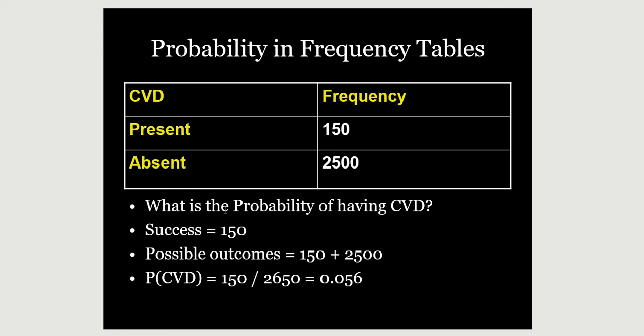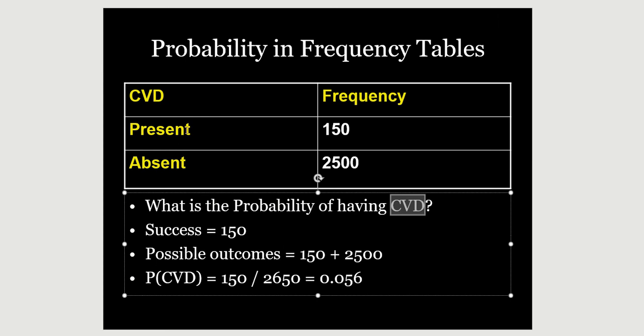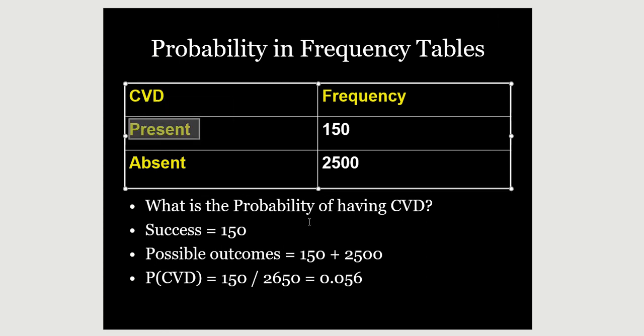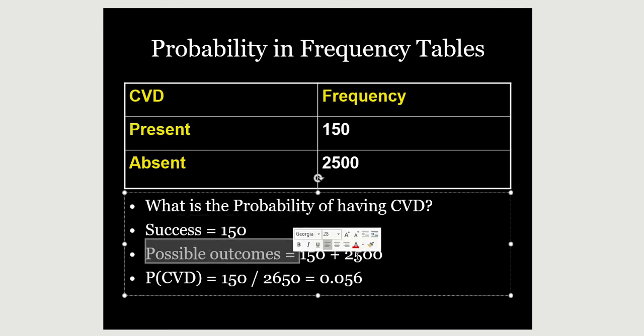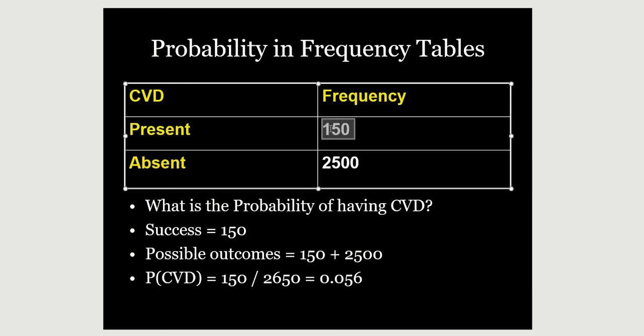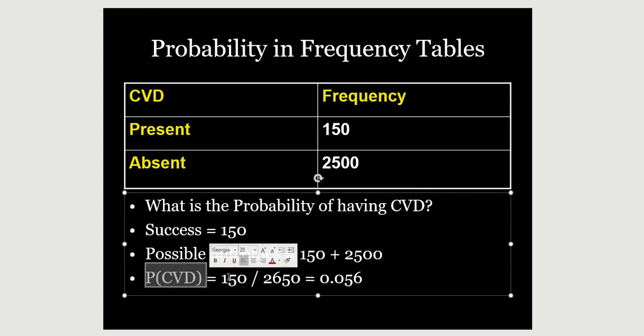And therefore, if you're asked what's the probability that you pick at random one person from the sample, and that person will have CVD, applying the same concept, you have to ask yourself, how many successes do I have? Well, I have 150. What are all the possible outcomes? It's the 2,500 plus 150 for a total of 2,650, and therefore the probability of CVD becomes 150 divided by 2,650.